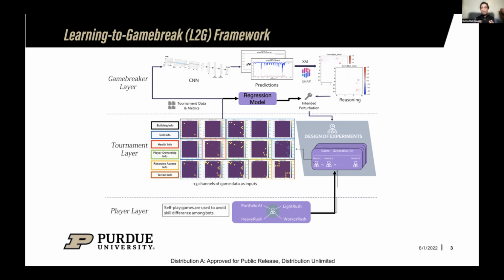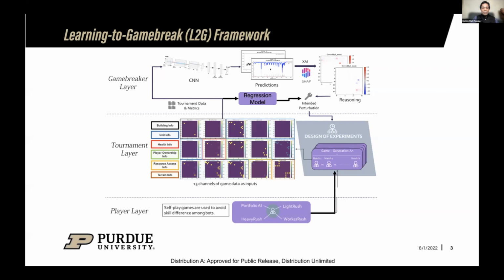Now, when we have these players, we make them play different tournaments of games. For that, we use something called design of experiments. With that, we have a whole tournament set, which generates a huge amount of data. All that data feeds into this game breaker layer. There we have artificial intelligence models which are able to predict who is going to win the game. Is it player 0 or player 1 in our case?